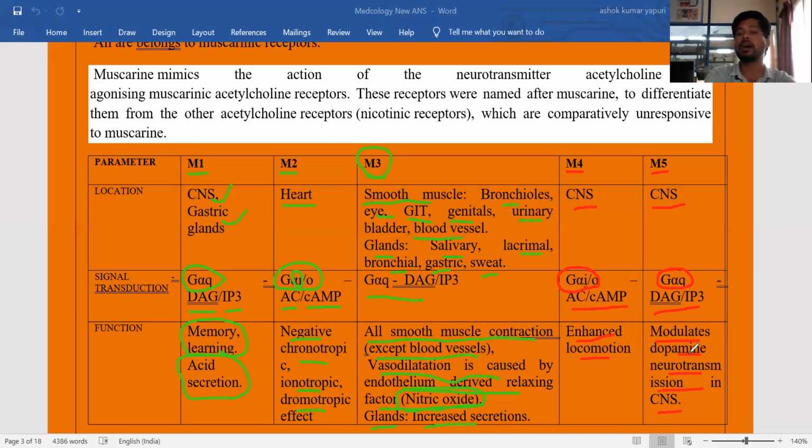So this is regarding the muscarinic receptors. The 5 types of muscarinic receptors come under the parasympathetic system. All are G protein coupled receptors and the neurotransmitter is acetylcholine, and the antagonist of acetylcholine is atropine. Atropine is a muscarinic receptor blocker.